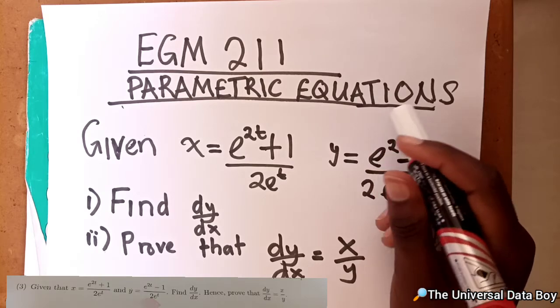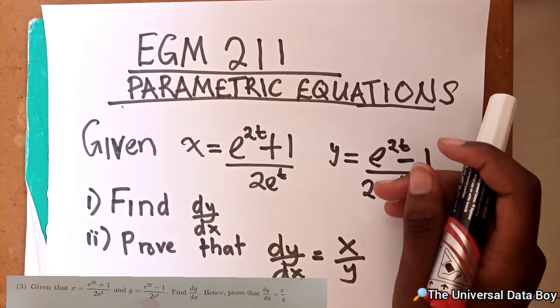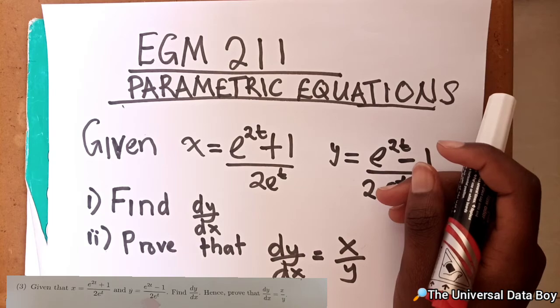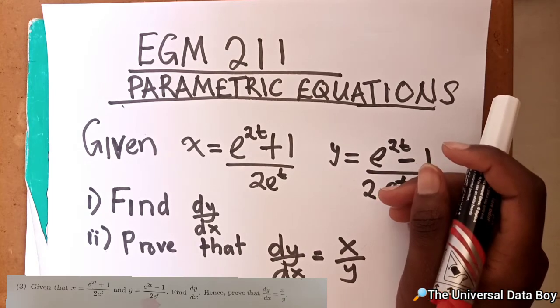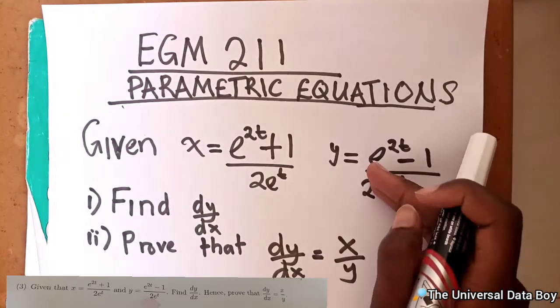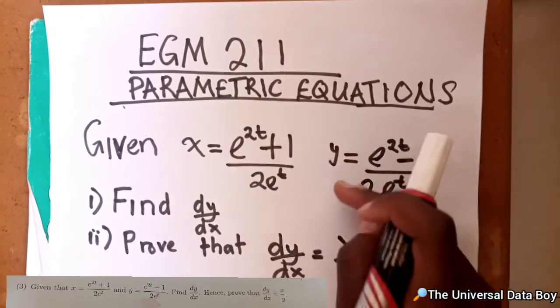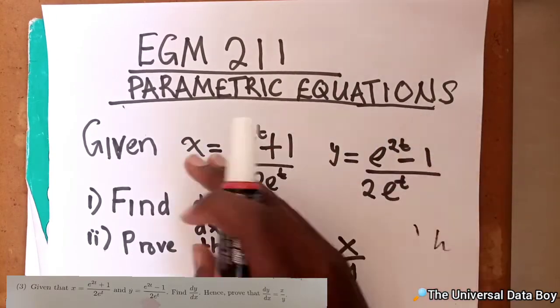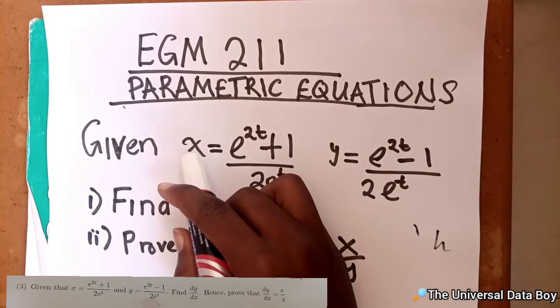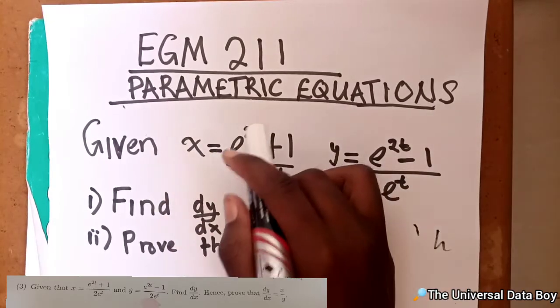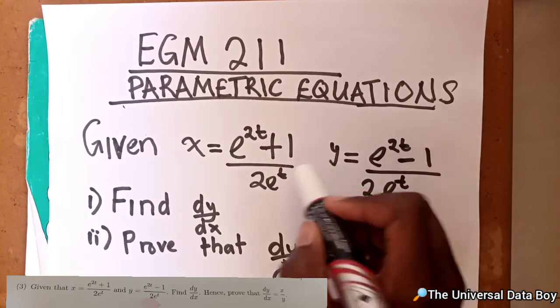So we're now at question 3. We're dealing with parametric equations. Questions 3 and 4 are all about parametric equations. So now question 1, we're being given x and then y. X is a function of t and y is a function of t. So x is independent of y but dependent on t, so both of them are dependent on t.